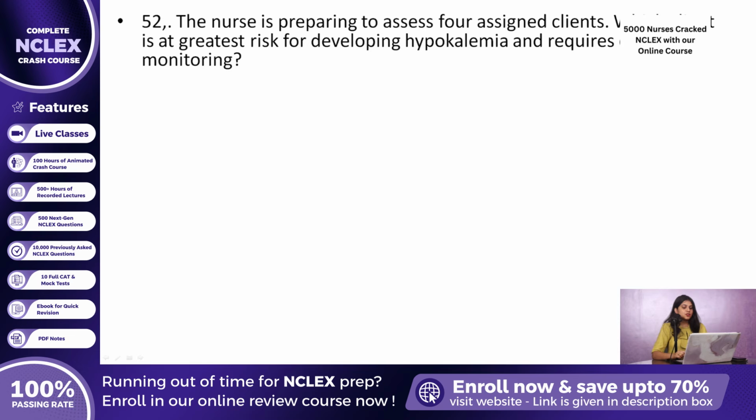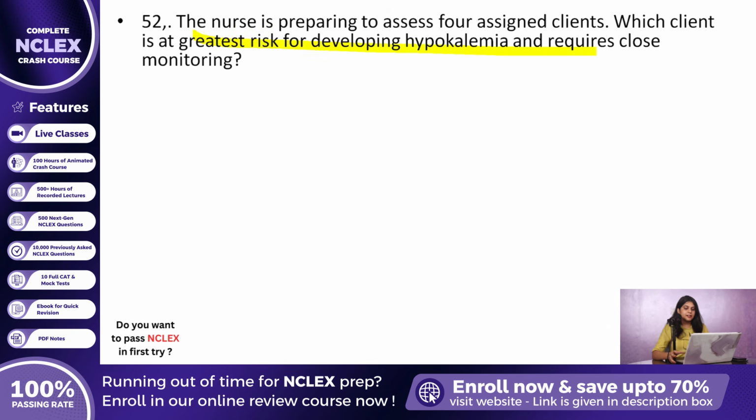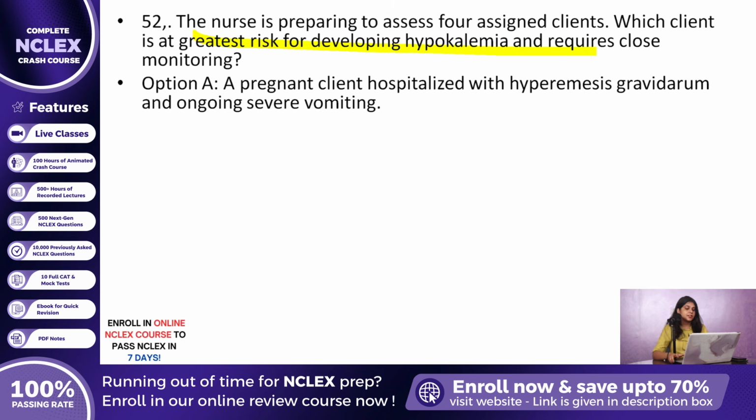The nurse is preparing to assess 4 assigned clients. Which client is at greatest risk for developing hypokalemia and requires close monitoring? Option A, a pregnant client hospitalized with hyperemesis gravidarum and ongoing severe vomiting.